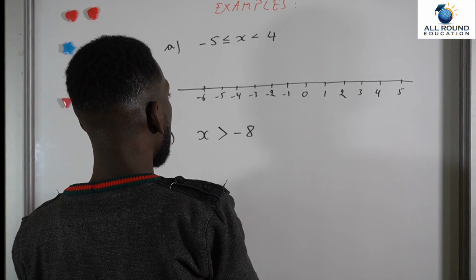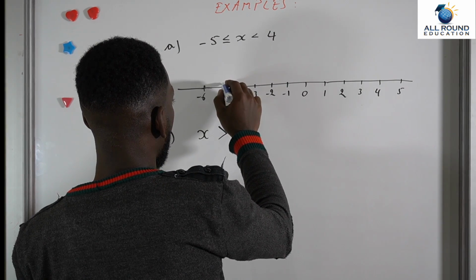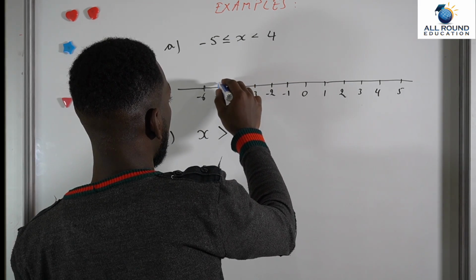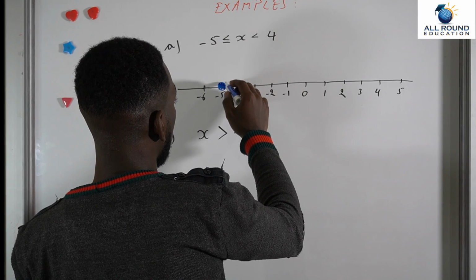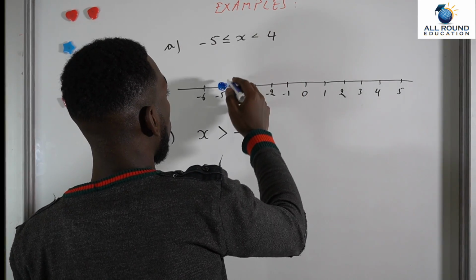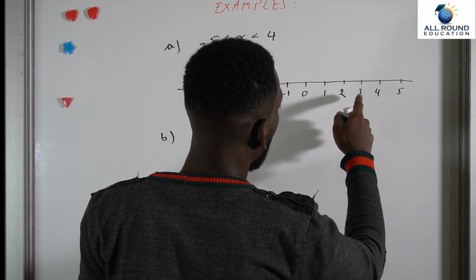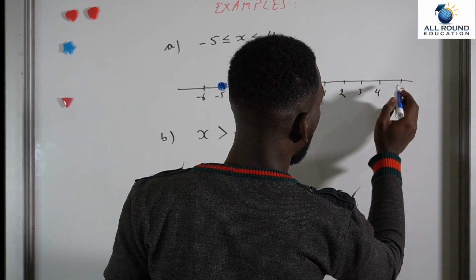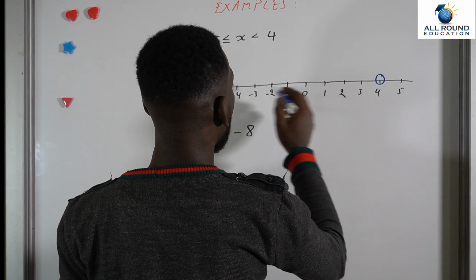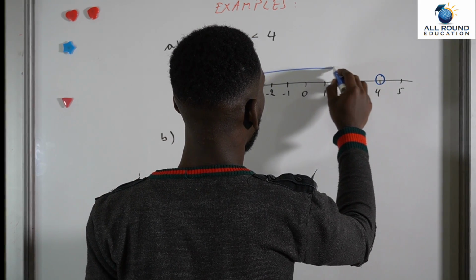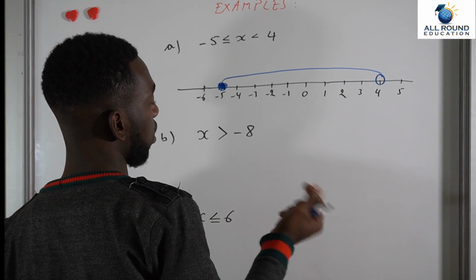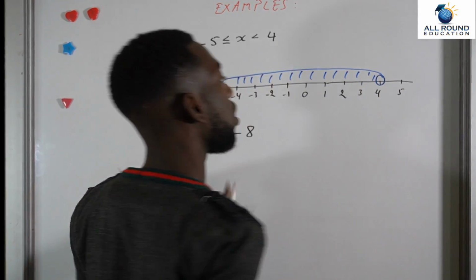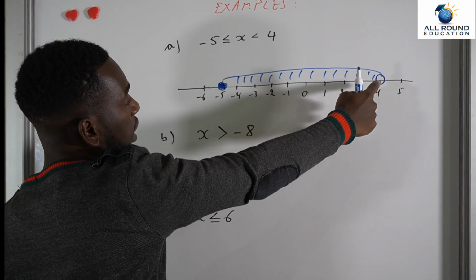The way you represent this is you circle this dot here and highlight it. This is dark, so it's closed. This indicates that -5 is included in the solution, because it's less than or equal. The other thing to find is 4, which is here. Because it's strictly less than, 4 is not included, so here we just circle. After this, you connect these two points. This part here is the solution, and -5 is included but 4 is not included.